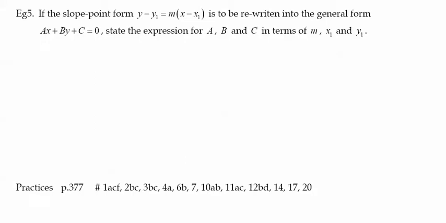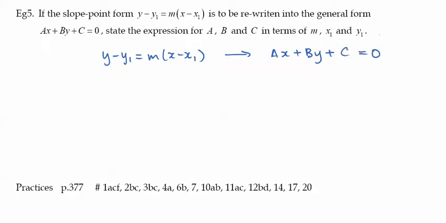Here in example number 5, they want us to start with the slope point form of a linear equation, and they want us to rewrite it into something that looks like this. Well, technically that means no more bracket, and they want us to have terms starting from the x and then the y and then the constant.